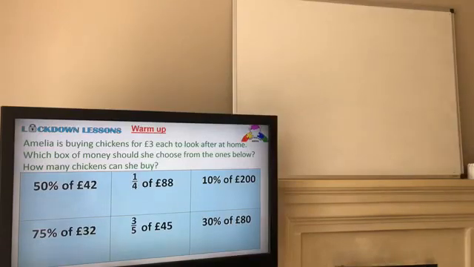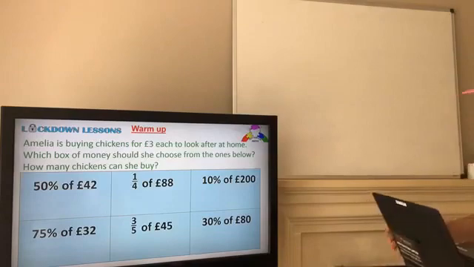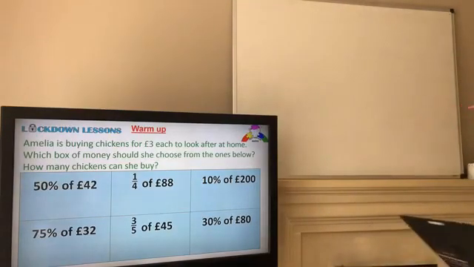Have you worked out something there? Remember, we can use bars to help us with this as well when we're finding 50%.